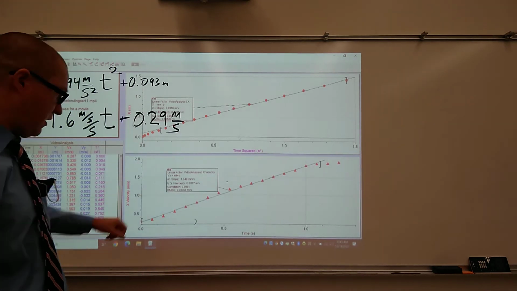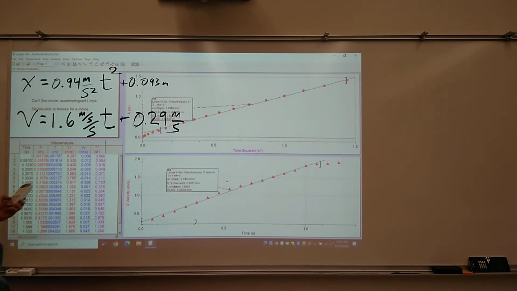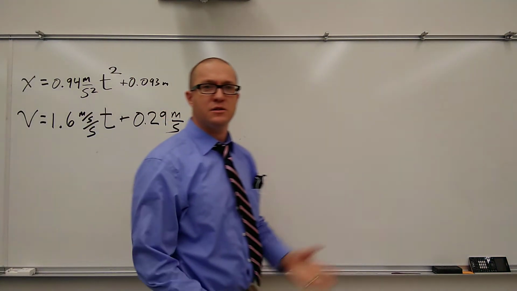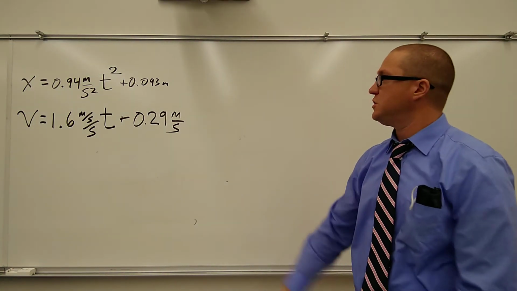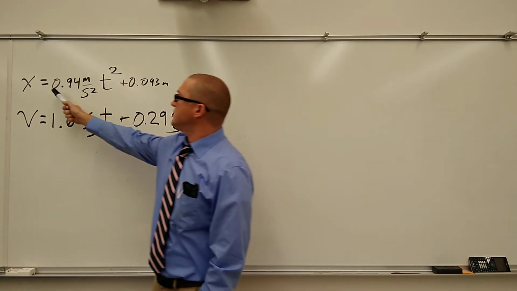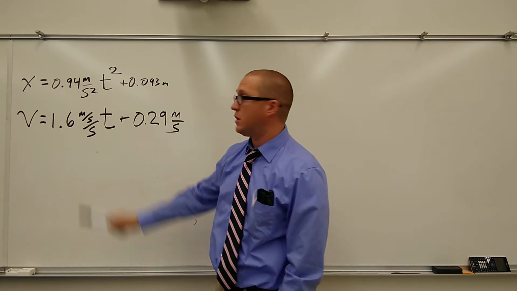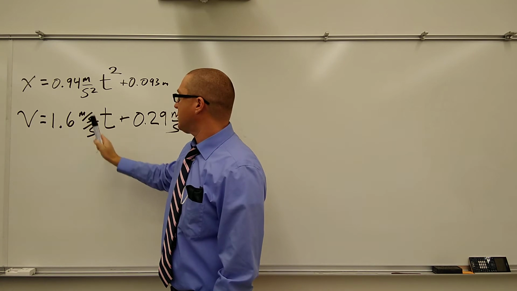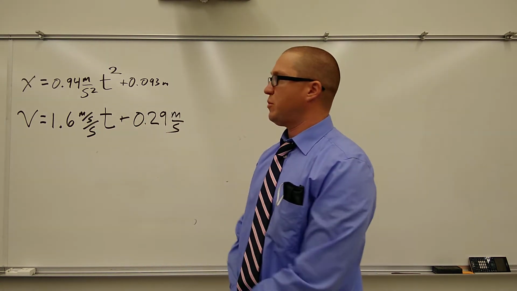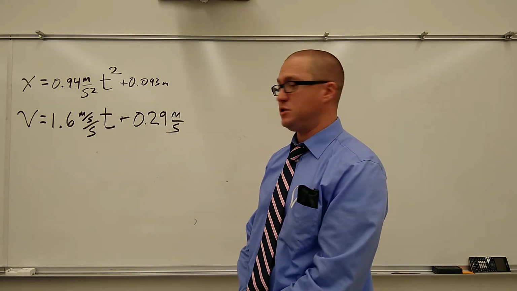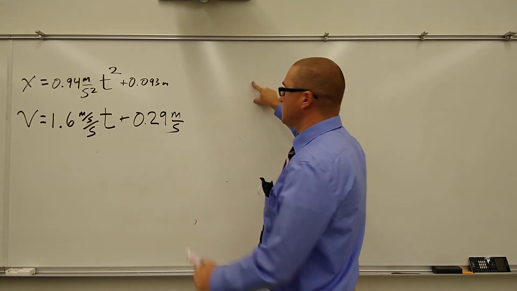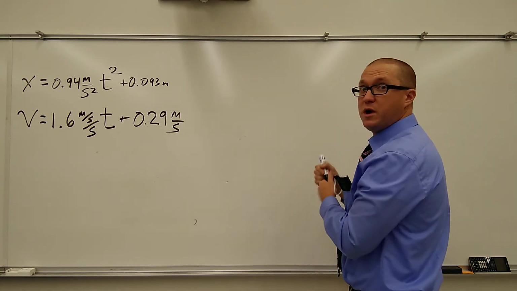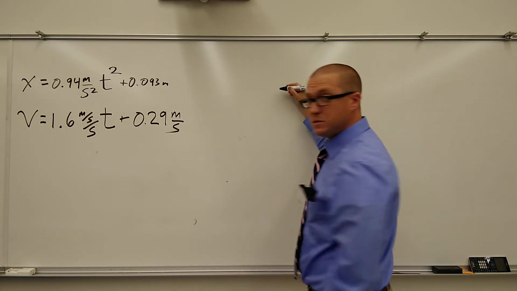I'm going to shut this off now so that you can see the screen. Give the camera a second to readjust the light. All right, so now that looks a little bit better. It's refocused. You can see the two equations quite a bit better. X equals 0.94 meters per second squared times t squared, and V equals 1.6 meters per second times t plus 0.29. So we have two experimental equations going on. I'm actually going to move this one up here and analyze them side by side and give myself some room here. All right.